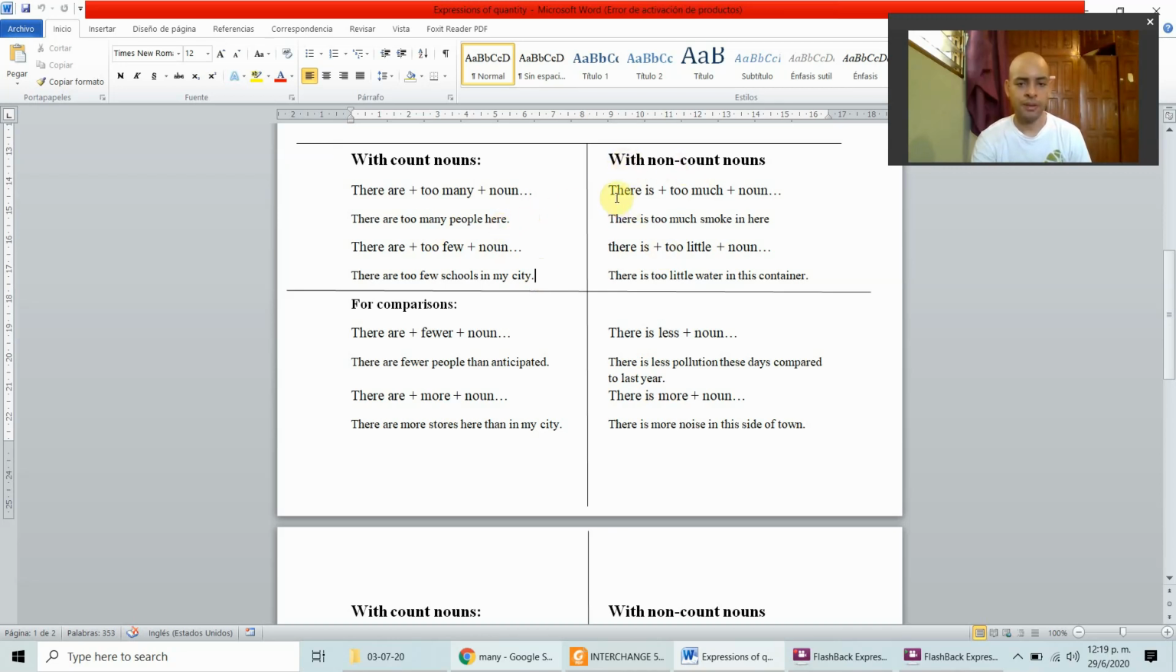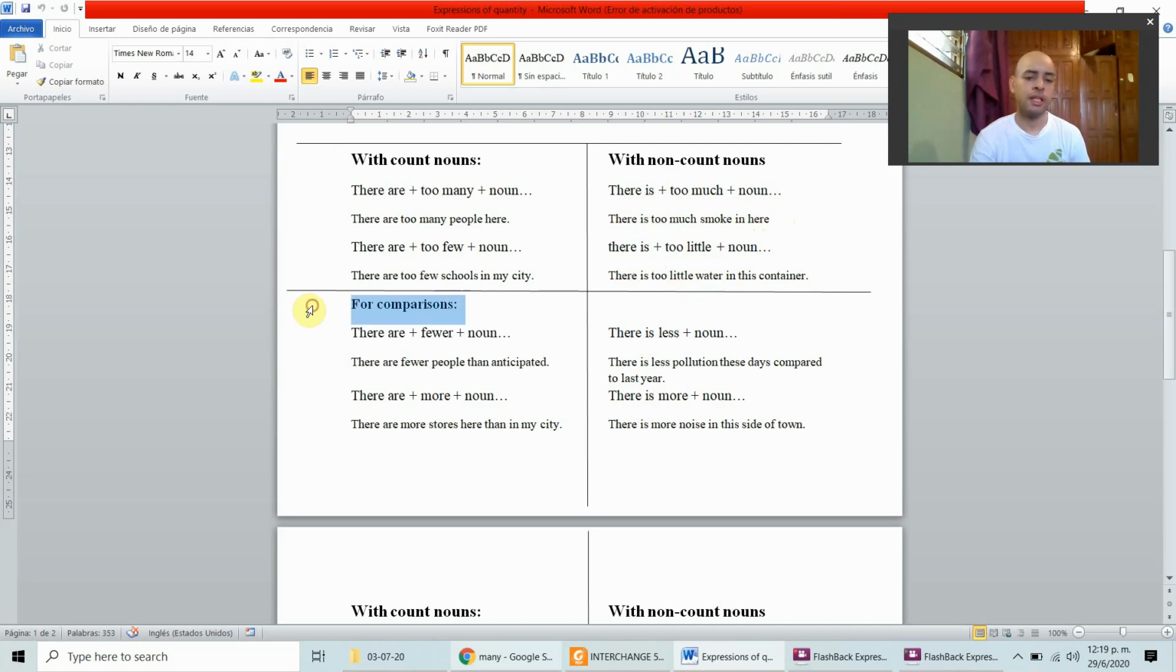With non-count nouns, we use much and little. When there is a lot of something, you use much, and when there is a small amount of something, you use little. So, there is too much smoke in here. There is an excessive amount of smoke in here. There is too little water in this container. There is a very small amount of water in this container.